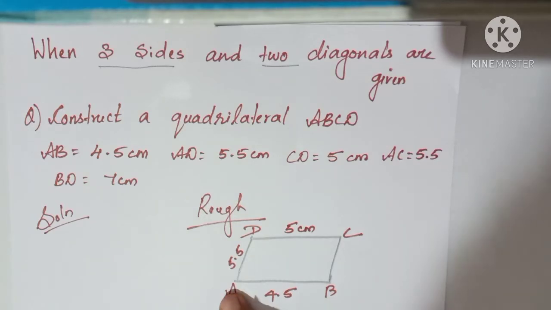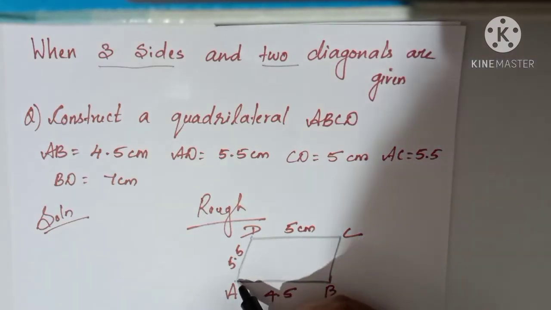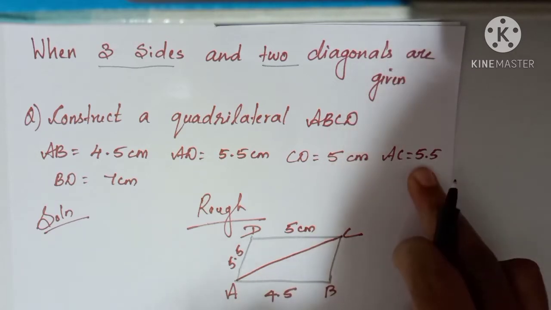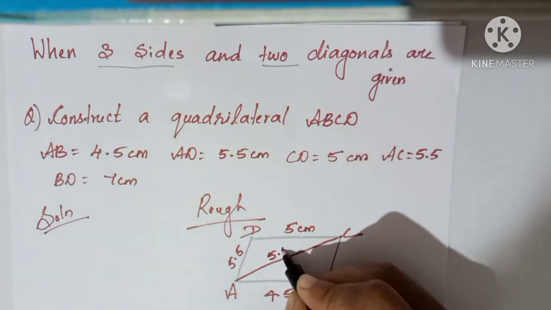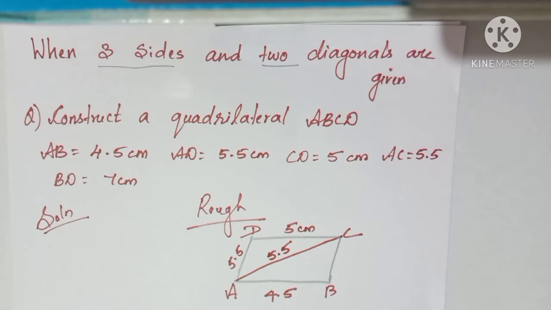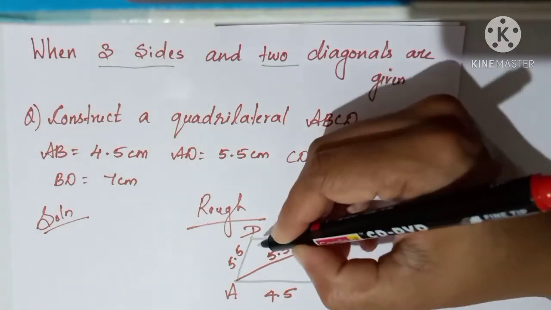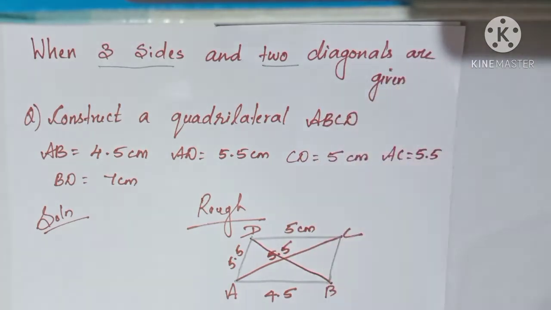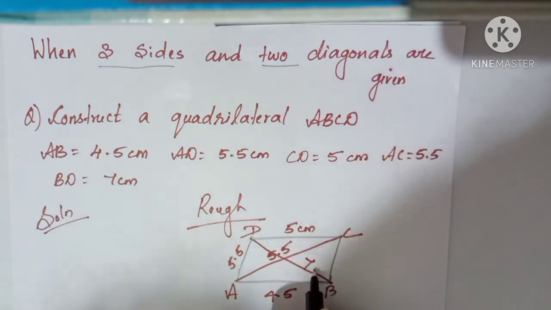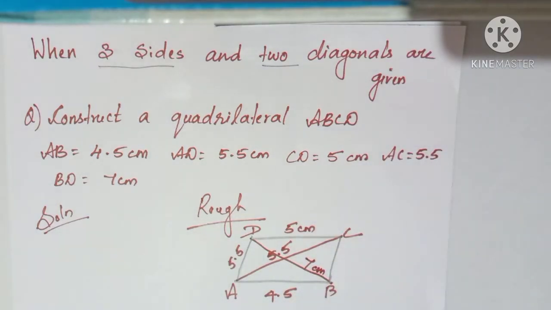So here where is AC? This is AC. So you want to draw the diagonal AC, and the measurement is 5.5 centimeter. Next BD. Where is BD? So this is another diagonal. Draw the other diagonal. What is the measurement, children? 7 centimeter. So we have drawn the rough figure.